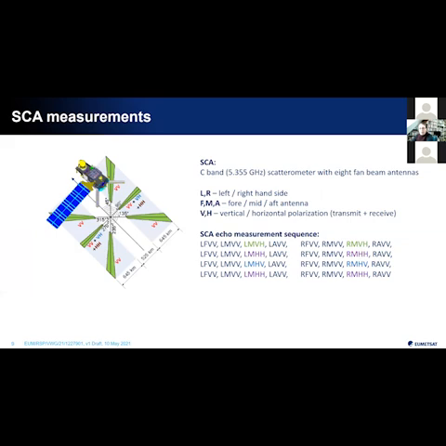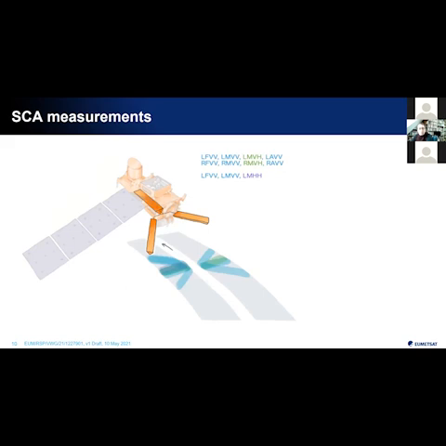Just a bit of technical background. As I said, this is an active instrument. It sends out chirp pulses and then receives the return echo, and then translates this into backscatter measurements. Because we have a bit more complicated measurement sequence than on ASCAT, I thought I'd make a bit of an animation on that.